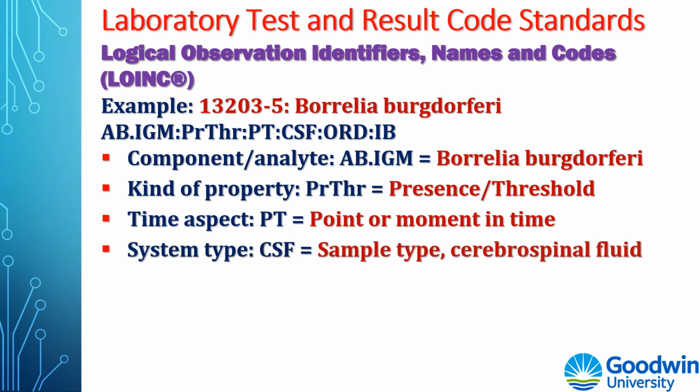And then the system type. So it's a sample type. In this case, it might have been cerebral spinal fluid. I pulled it out of a patient. So that's what this is saying, CSF. I need to know what is that.